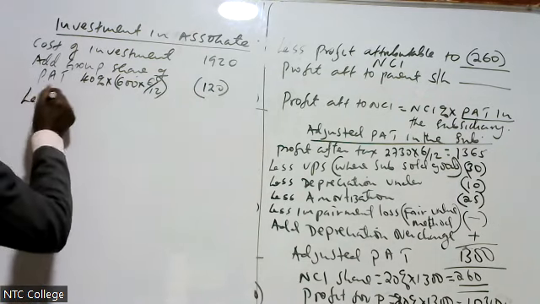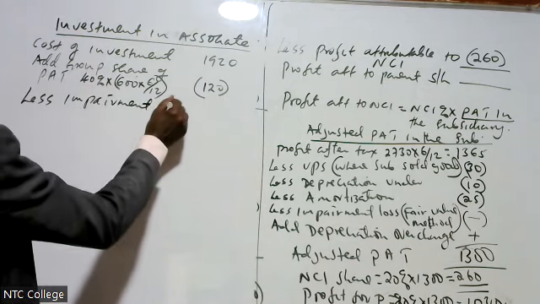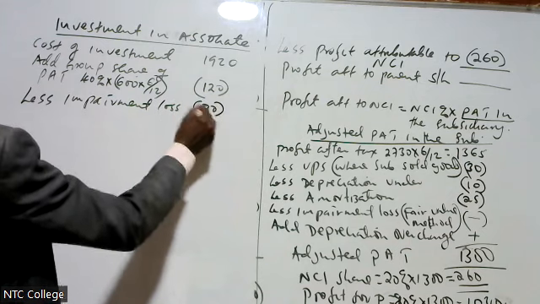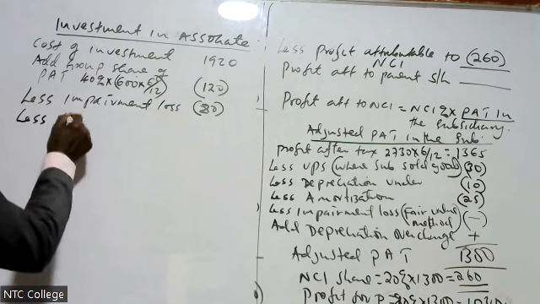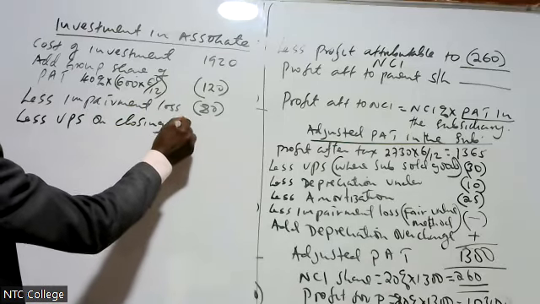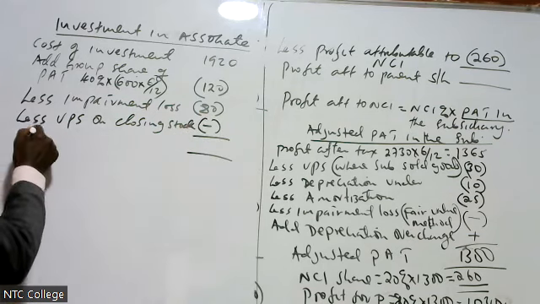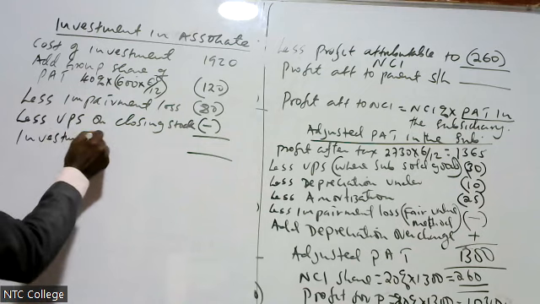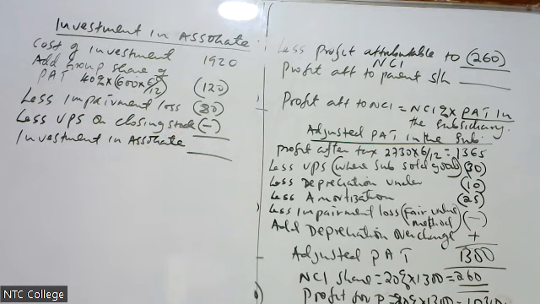Then I also less impairment loss, of which we had impairment loss of 80. I also less UPS on closing stock. This one we did not have, therefore we get investment in associate.